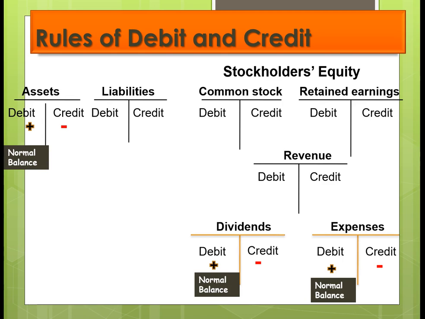Now we'll take a look at the accounts that increase with a credit. That would be liabilities, decreased with a debit, common stock, increased with a credit, decreased with a debit, retained earnings, increased with a credit, decreased with a debit, and revenue increases with a credit. Now, however you increase them, remember again, now you need to memorize this, is always what we call the normal balance.